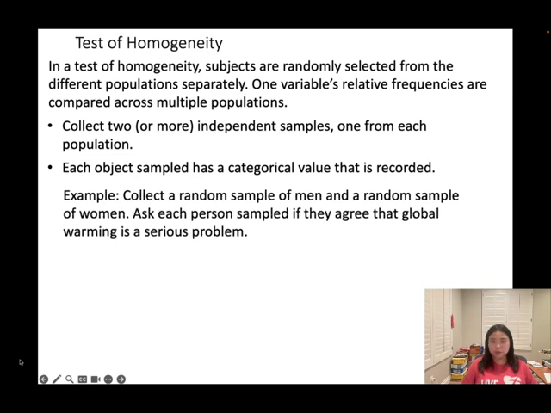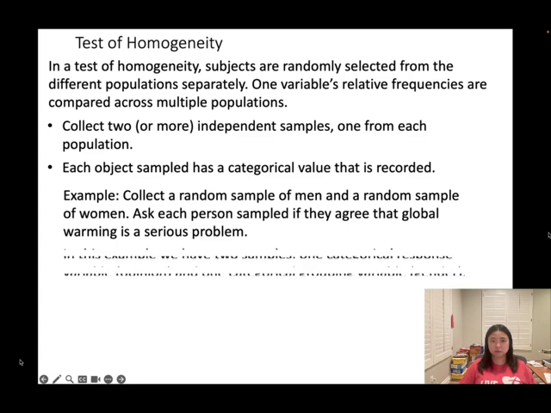Collect a random sample of men and a random sample of women. Ask each person sampled if they agree that global warming is a serious problem. So you can see we have two different populations. One population is men, one population is women. And then we collect an independent sample from each population. And then we only have one variable: whether they agree that global warming is a serious problem. So this is going to be our variable.